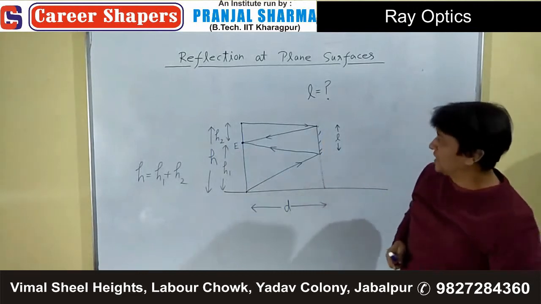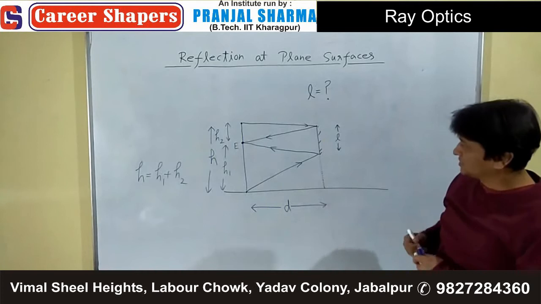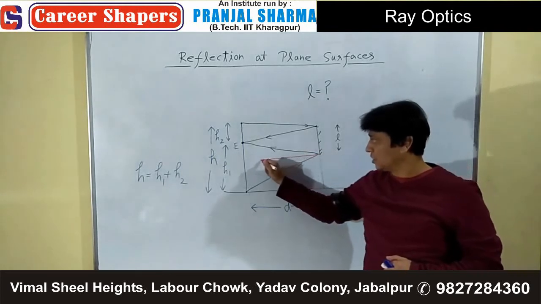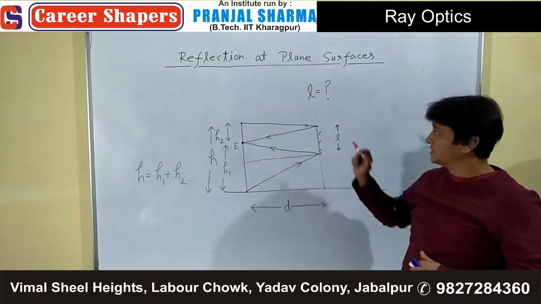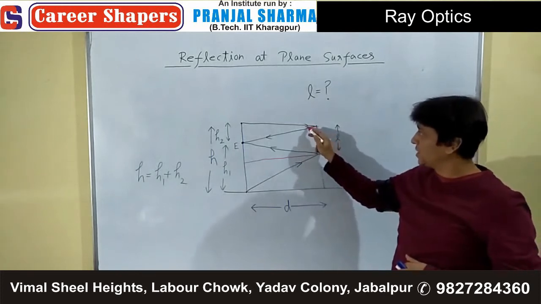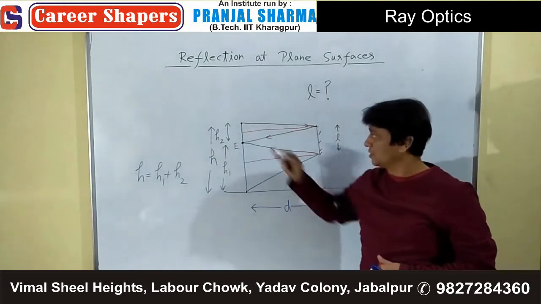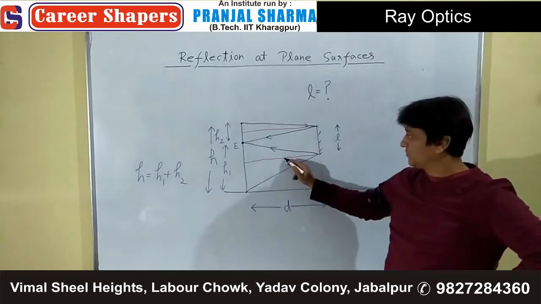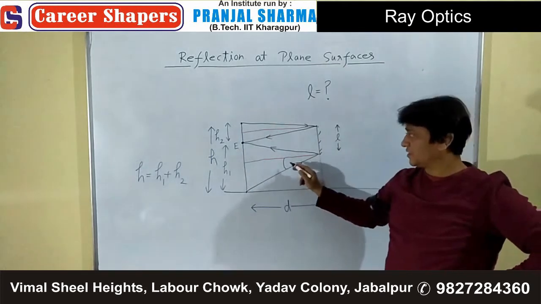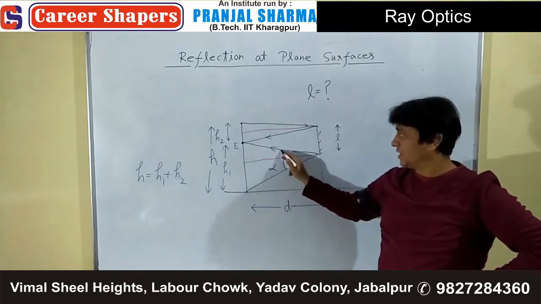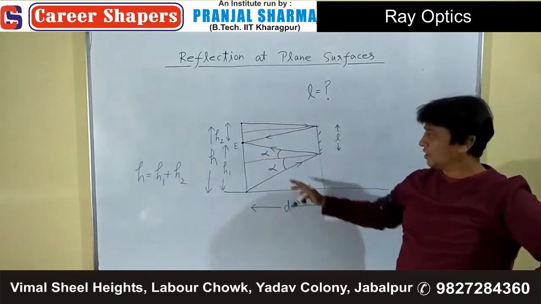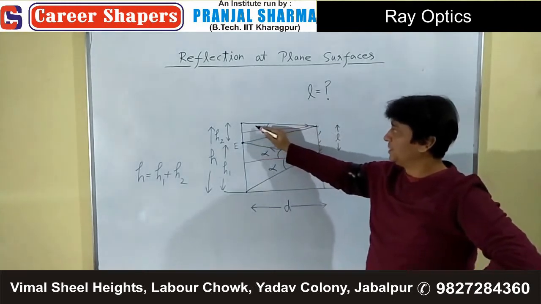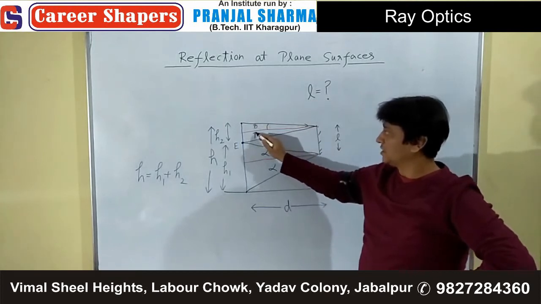Now, reflection ka concept, aapko pata hai ki just jaise hi aapne bola, this is the incident ray, immediately आपने यहां पर क्या ड्रॉ किया, normal. Once you draw these normals you can see that if I say that this angle is alpha, then this angle is also alpha: angle of incidence, angle of reflection. Similarly, if I say that this angle is beta, then this angle is also beta.